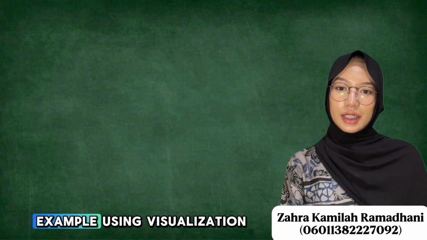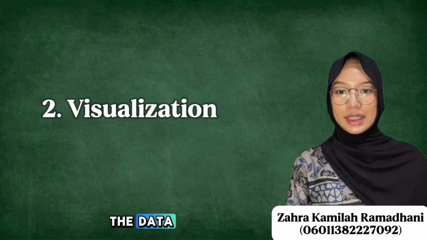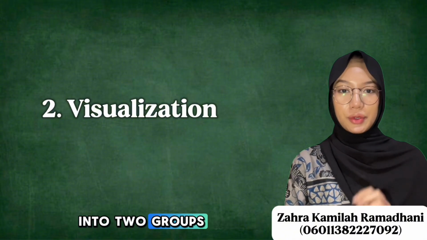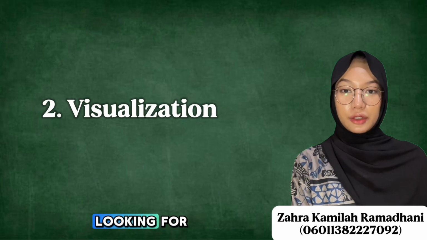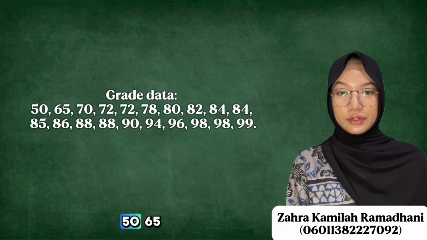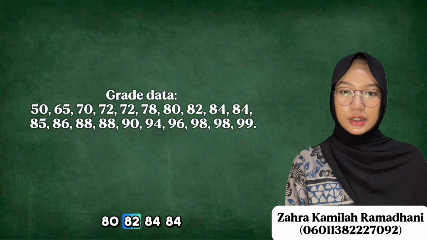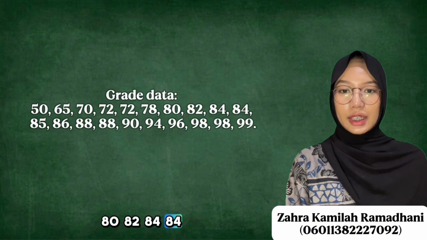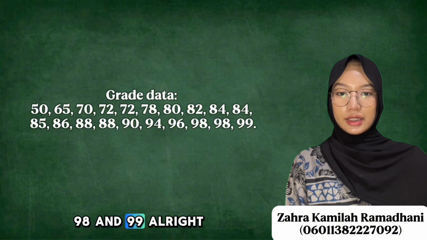Now we go to an example using visualization. In this method, we just need to sort the data, divide the same numbers into two groups, and then count the number of numbers below the value we are looking for. The grade data is 50, 65, 70, 72, 72, 78, 80, 82, 84, 84, 85, 86, 88, 88, 90, 94, 96, 98, 98, and 99.